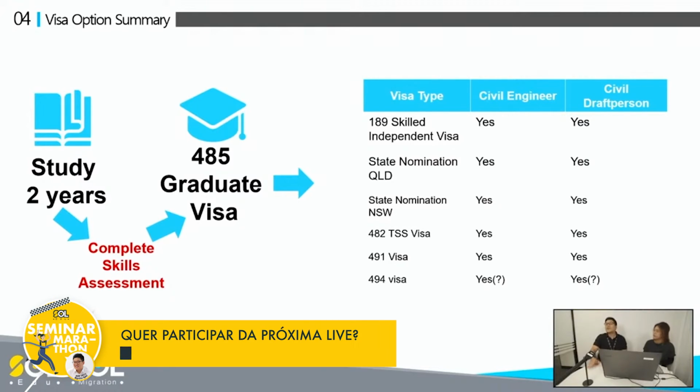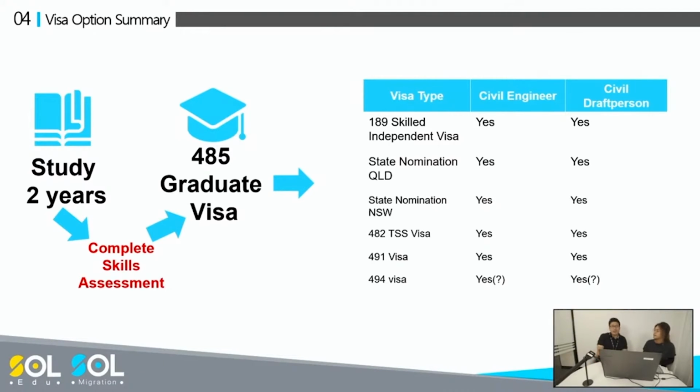So how can you prepare the full skill assessment? You must have a job, at least 20 hours per week, and you must work as a draftperson for at least 1 year. Then you finally apply for the full skill assessment. But that is not the end of the story. It just means you have a skill assessment.